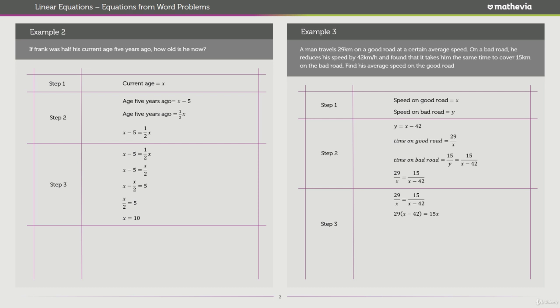So we just go ahead and cross multiply, and we have 29 multiplying x minus 42 equals 15 multiplying x. When you expand, 29x minus 1228 equals 15x. We'll have 29x minus 15x equals 1228, and what we have in the end is that x is 87 kilometers per hour. So yeah, that brings us to the end of this lesson.